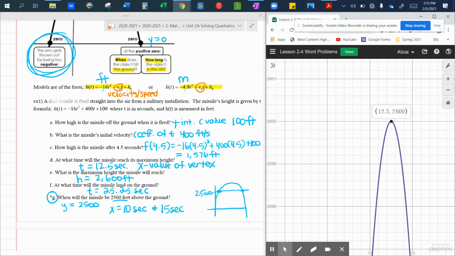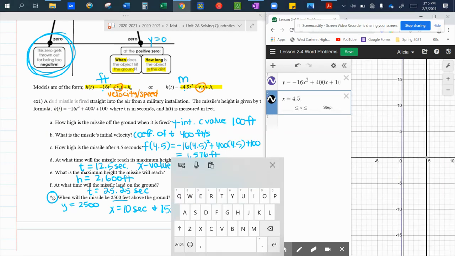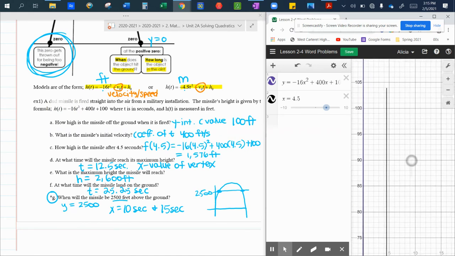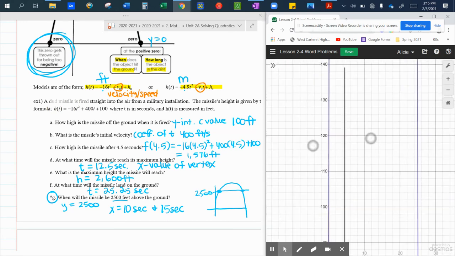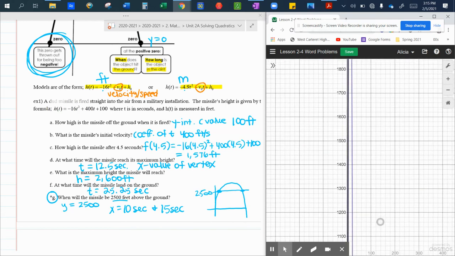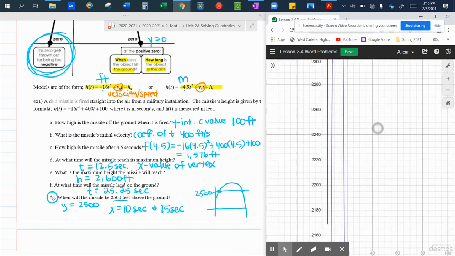We're trying to find part C, how high is it after 4.5 seconds? I need to know when x equals 4.5. So now I can go back home, x equals 4.5, I want to know where this is going to intersect my graph. So we need to zoom out again so I can see where this line is going to intersect with my parabola.